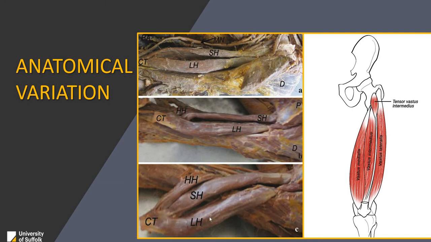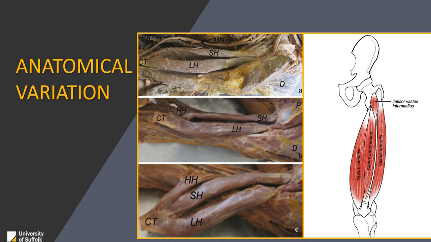So we have the outer long head, the inner short head, and a third inner head, which we would refer to as the humeral head. This is most often seen in Asian populations. Roughly 20-25% have this variation in their biceps. So what I'm trying to get across is that whilst we understand the basic anatomy of the body, there is always variation.